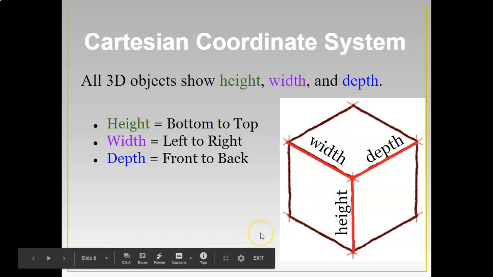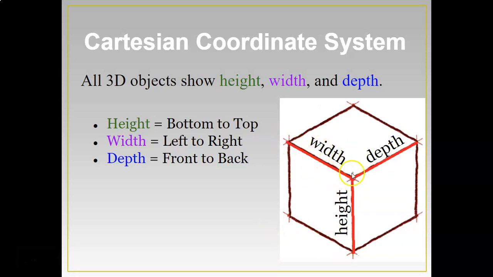So if you kind of think about looking at a person, from the bottom of their feet to their head is their height, from the outside of their shoulder to the other shoulder is their width, and from maybe the front of their body, so maybe their nose, to the back of them, so maybe their shoulders or their butt or their feet, depending on how they're standing, that is their depth.